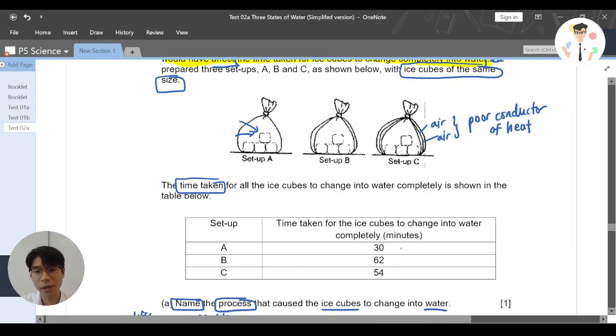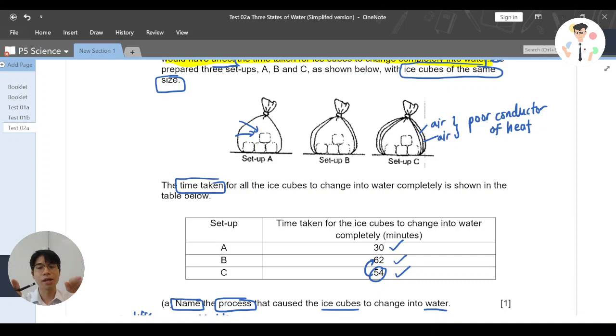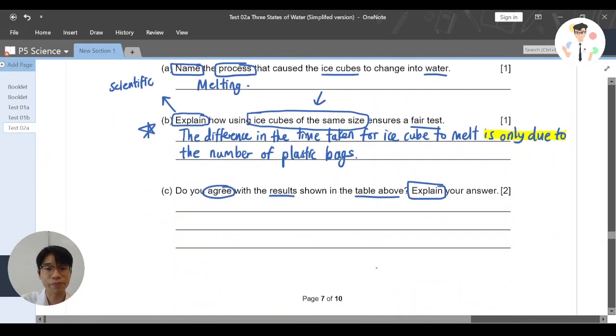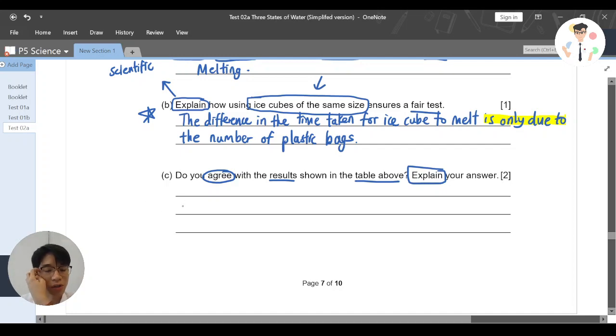Again, when you compare, A has 30, B has 62, but C has 54. Not possible, right? Because C should have more than B. Again, because there's more plastic bag, more air is trapped in between the plastic bags, and as air is a poor conductor of heat, heat cannot transfer in easily. So how are you going to explain this? Do you agree? You are supposed to say no.